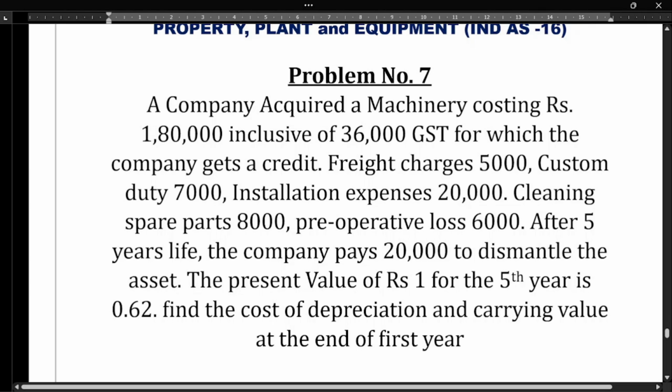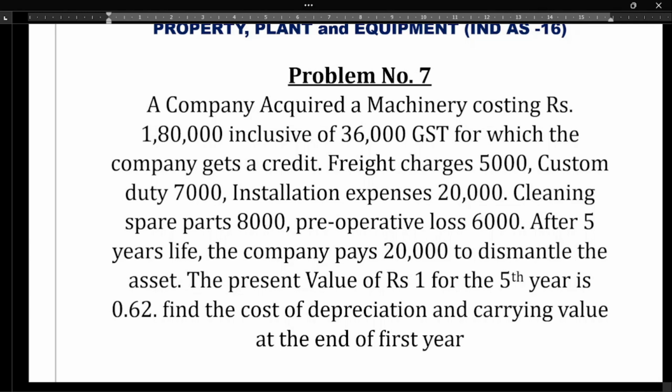In this particular video, we'll be solving one more problem in which they have asked you to calculate the cost of PPE, the depreciation as well as the carrying value of the asset. The question is on the screen. Please pause the video and write down the question, or at least take a screenshot of it. It's better that you try to solve along with me.